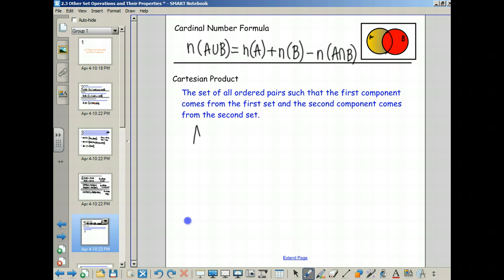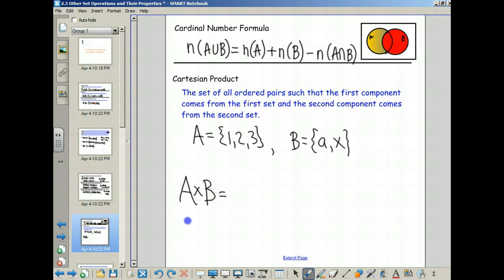So let's create a set A. We're going to let set A be 1, 2, 3, and we're going to let set B be A and X. So we've got 2 sets. They don't necessarily have to be the same size or anything like that. What we're going to do is create another set. This set, the Cartesian product, is the set A cross B. So it kind of looks like multiplication, right? Okay, so my set is going to be a bunch of ordered pairs.